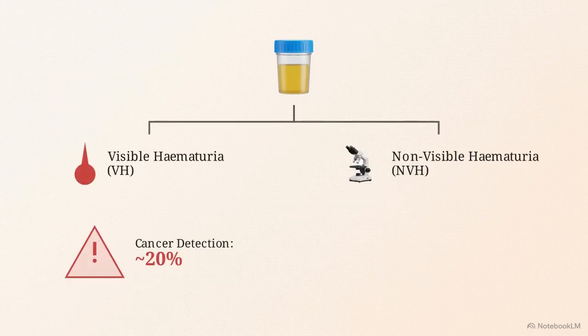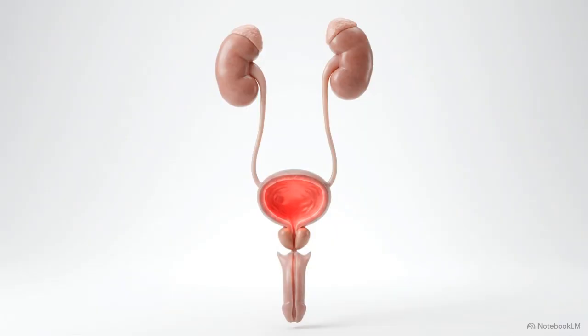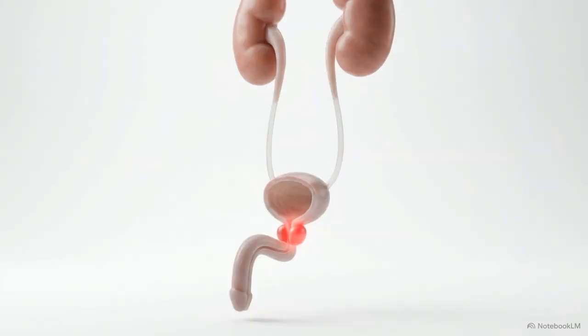Visible hematuria carries a cancer detection rate of approximately 20%. In cases of non-visible hematuria, that risk drops significantly to below 5%. Initial hematuria indicates urethral pathology. Blood throughout suggests the bladder, and terminal hematuria isolates the prostate.